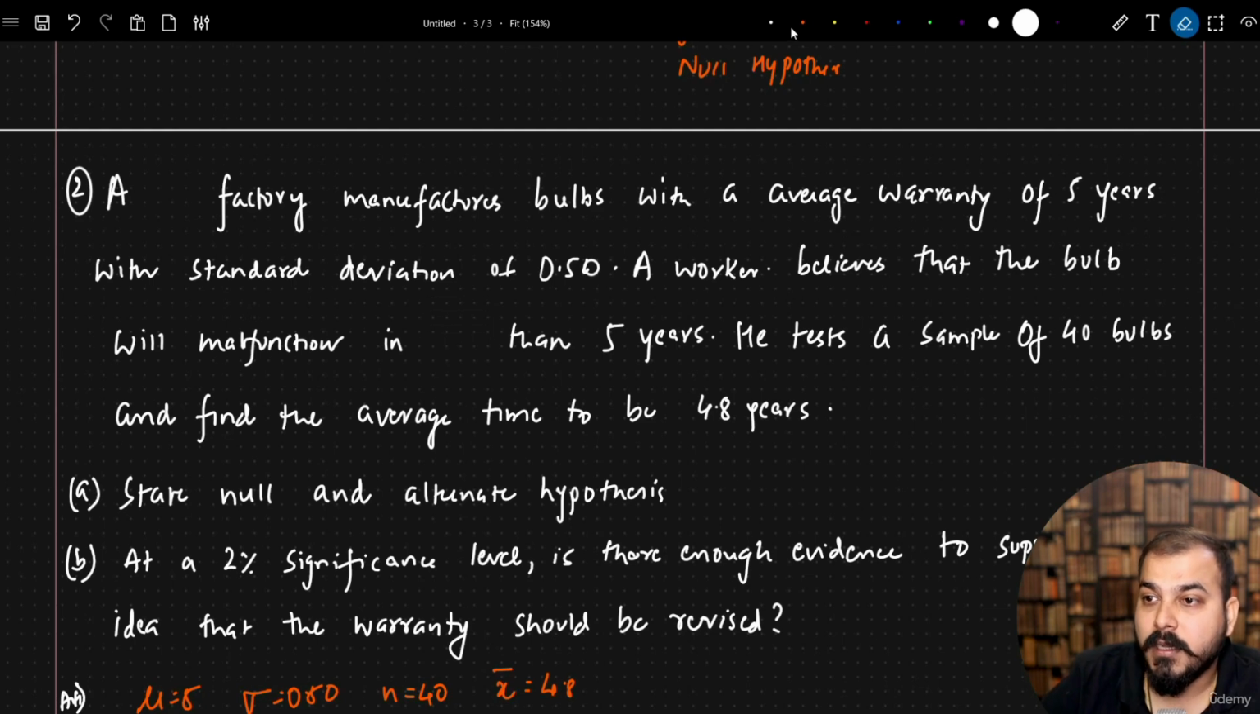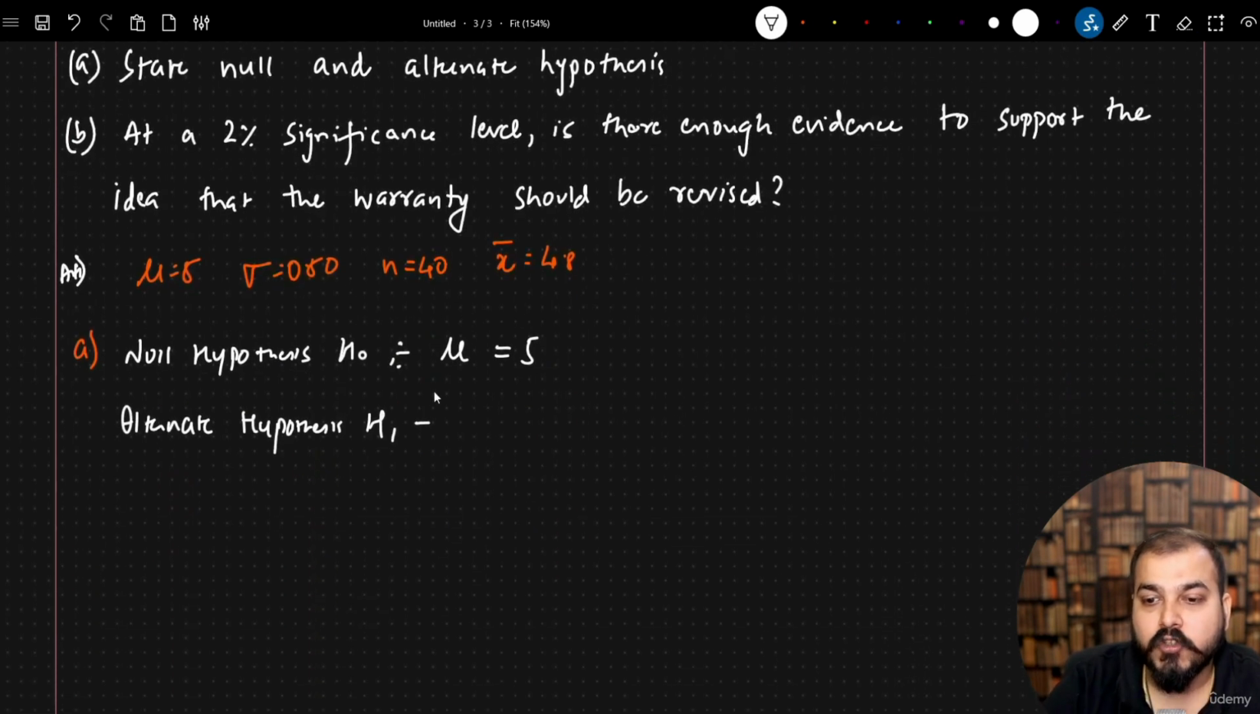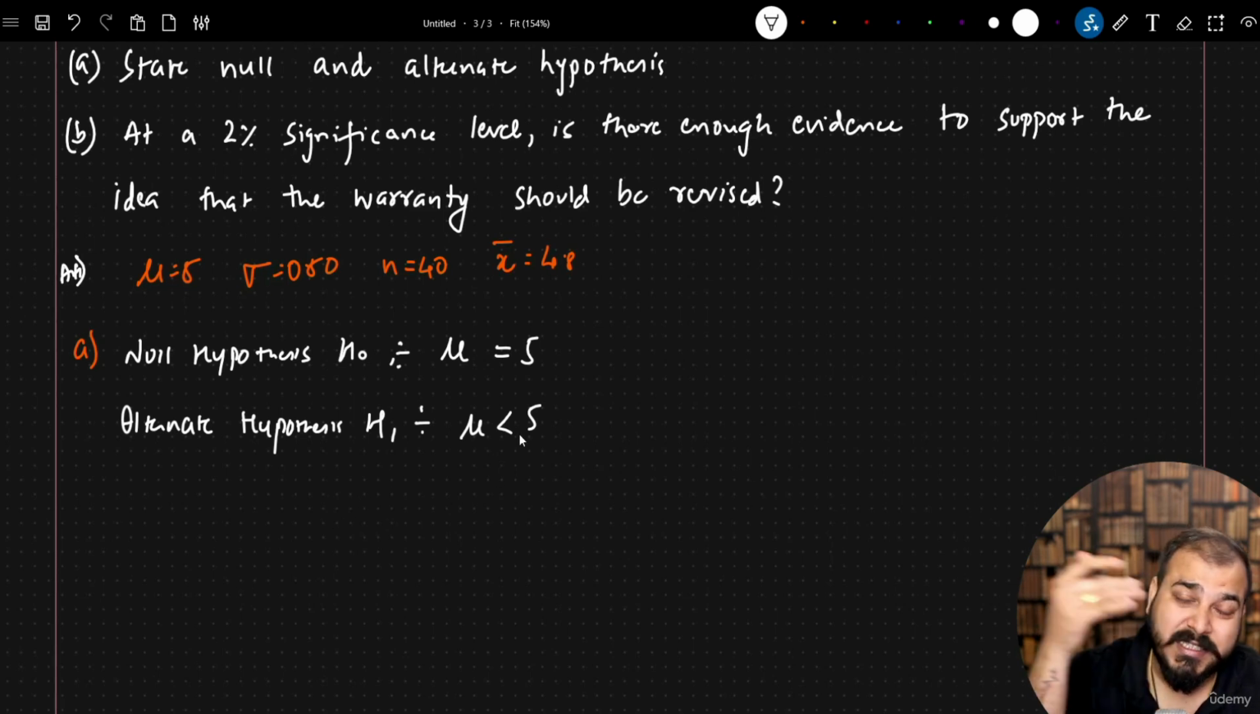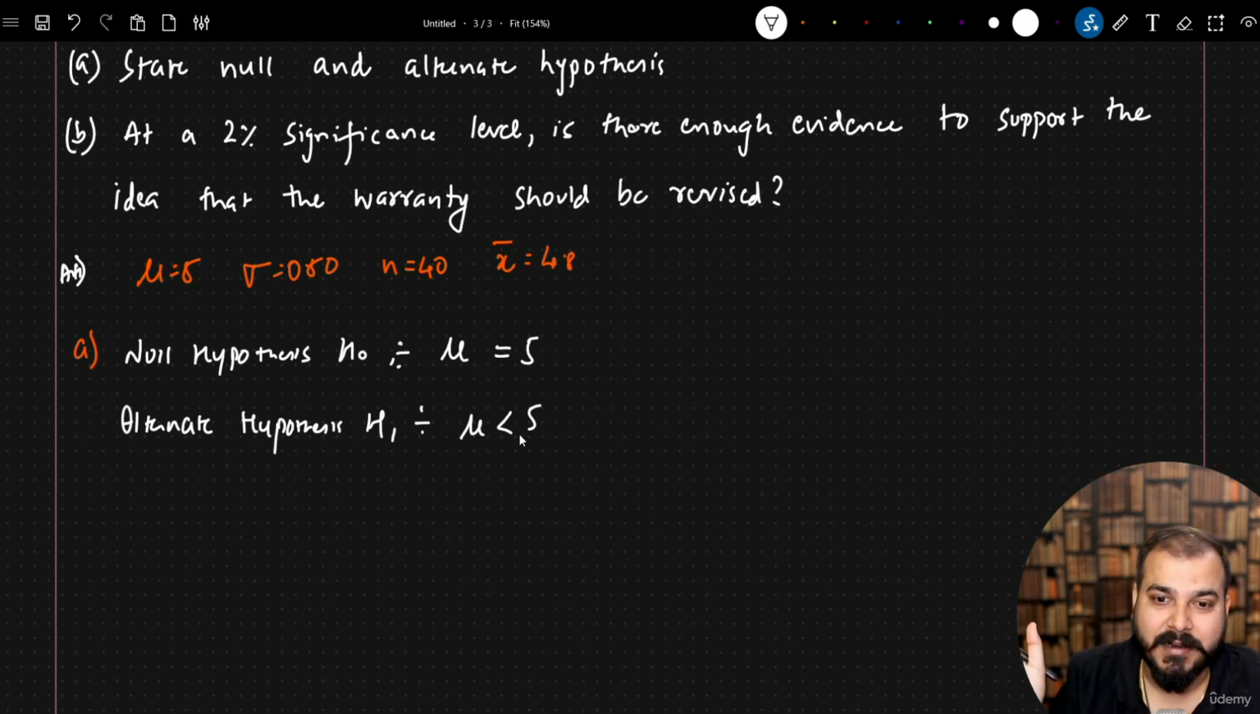In less than 5 years. So we are checking only less than 5 years, not greater than 5 years. So my alternate hypothesis will be mu is less than 5 years. Now with respect to this, you know that this will become only a one tail test because we are only looking at the left hand side, not the right hand side.